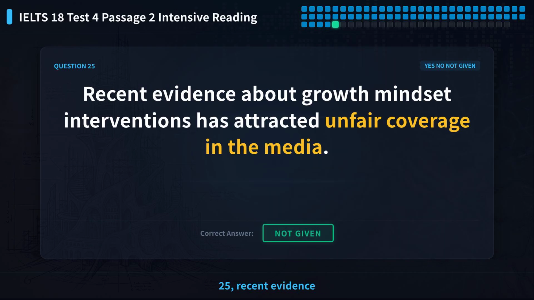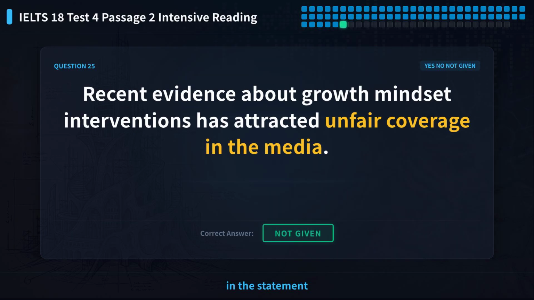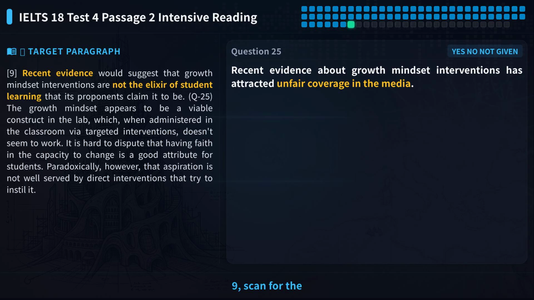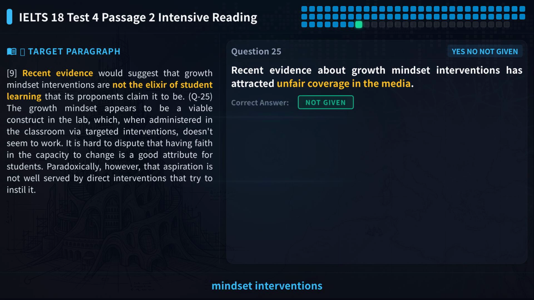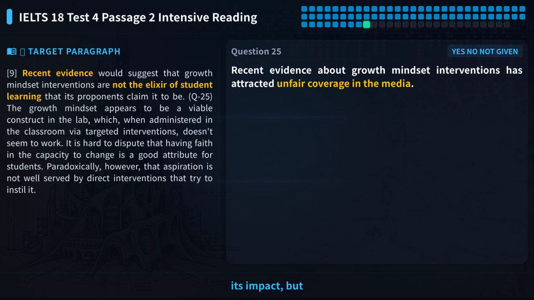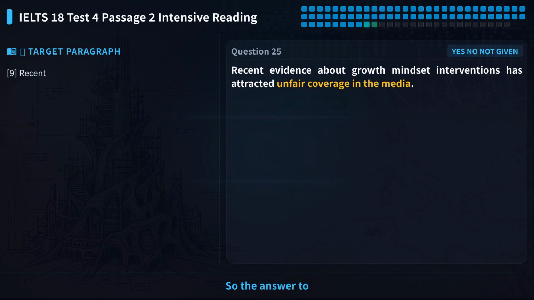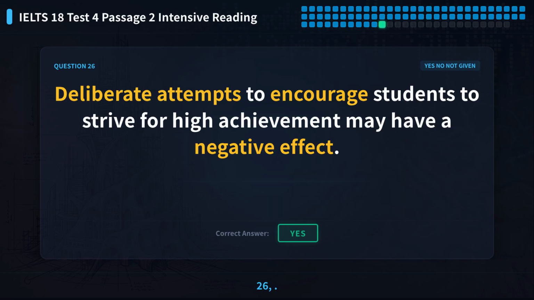Let's look at question 25. Recent evidence about growth mindset interventions has attracted unfair coverage in the media. The core clue words in the statement are unfair coverage in the media. Locate paragraph 9, scan for the anchor word evidence. The text says, recent evidence suggests growth mindset interventions are not the elixir of student learning and don't seem to work in the classroom. The author discusses the evidence and its impact, but never mentions media coverage, whether fair or unfair. So the answer to question 25 is not given. Let's look at question 26.